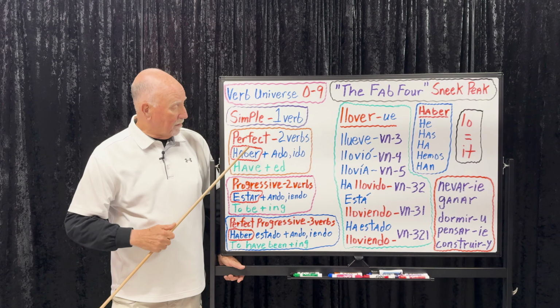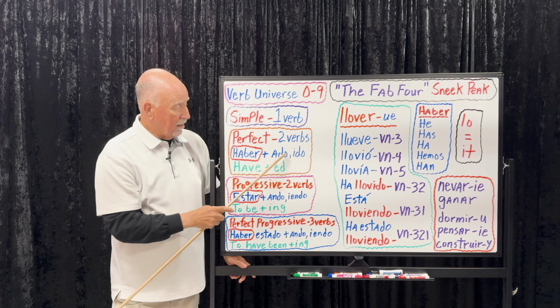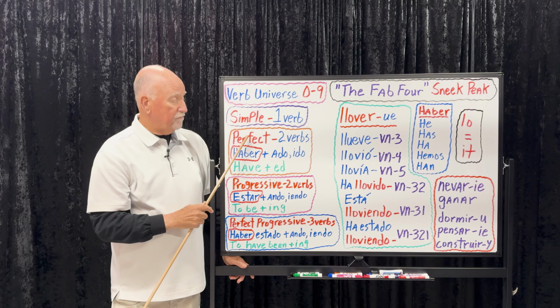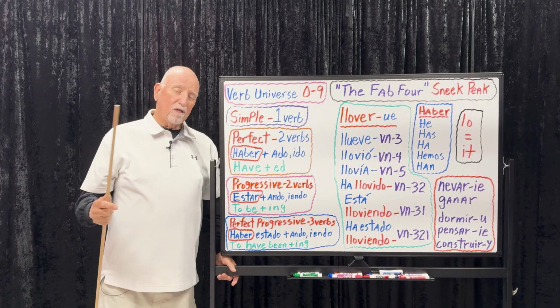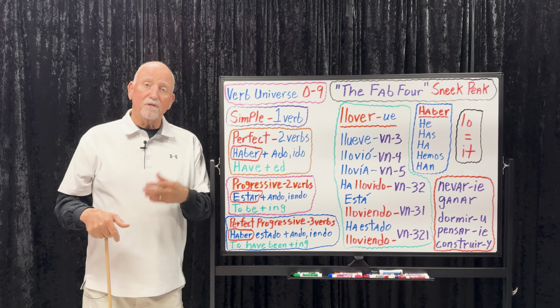So we take the verb haber in the present tense, which we have here, right? And then we add our -ado, -ido. And this is called a perfect tense. Why do they call it a perfect tense? Well, way back when, perfect meant completed, a completed tense.